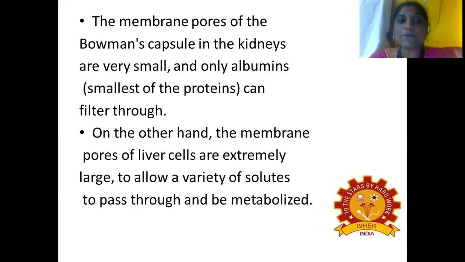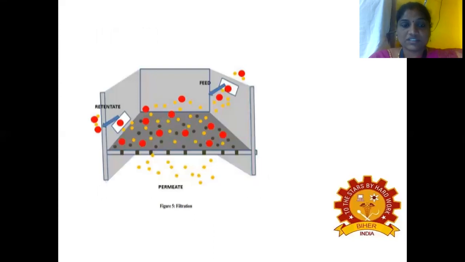The membrane pores of the Bowman's capsule in the kidneys are very small, and only albumins, which are the smallest of the proteins, can filter through. On the other hand, the membrane pores of liver cells are extremely large, allowing a variety of solutes to pass through and be metabolized. So this is called the filtration process.